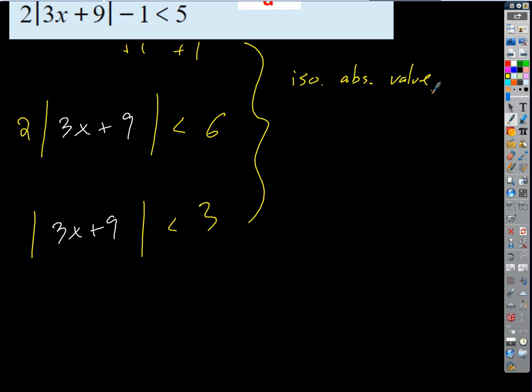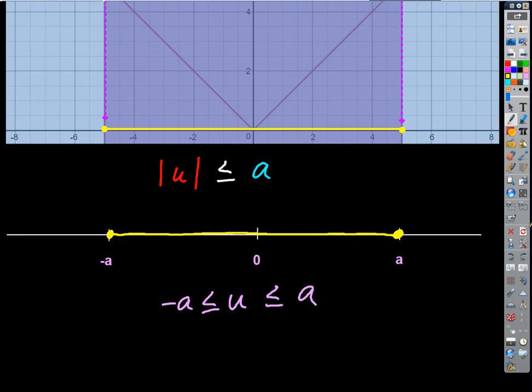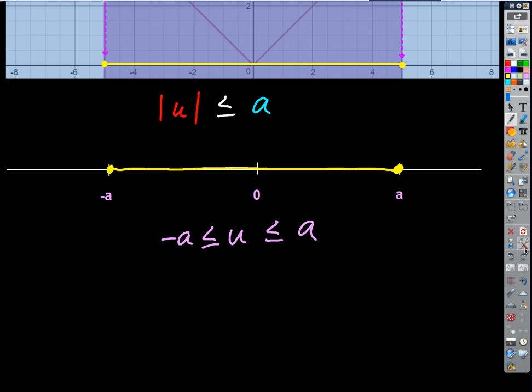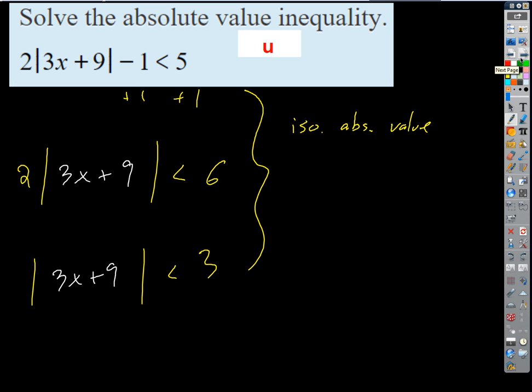Now what? What's our trick? If I have the absolute value of u, or whatever you want to call it, is less than 3, what's the trade I make here? What do you think, Matthew? What's the trade I make here on this one? I'll go back one slide. Maybe that helps. Wasn't my u 3x plus 9? Right, on my problem? I've got the absolute value of u, which is 3x plus 9, is less than 3.